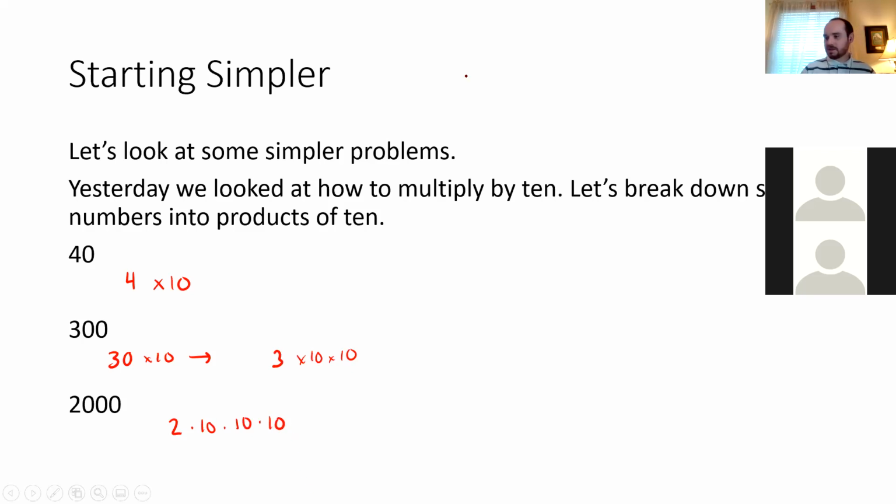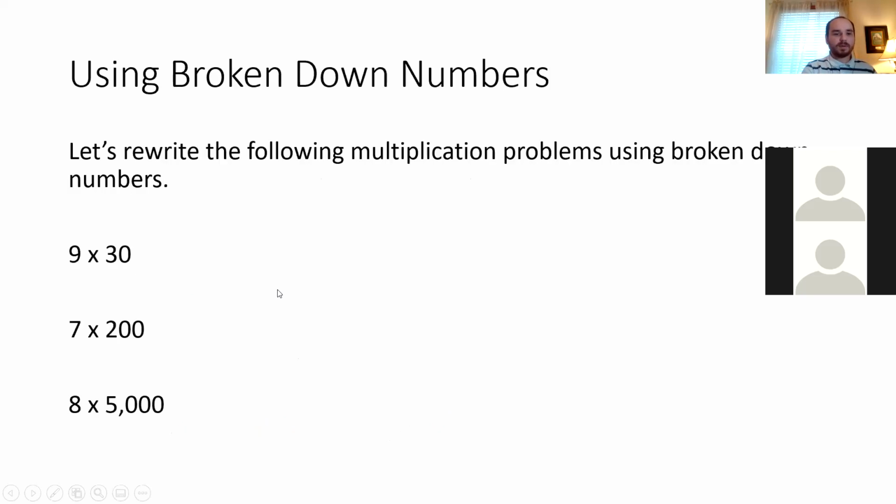Does this make sense? Any questions about how to do that right there? Now we could also say this is just 2 times 1,000, but 2 times 10 times 10 times 10 is kind of the full breakdown.